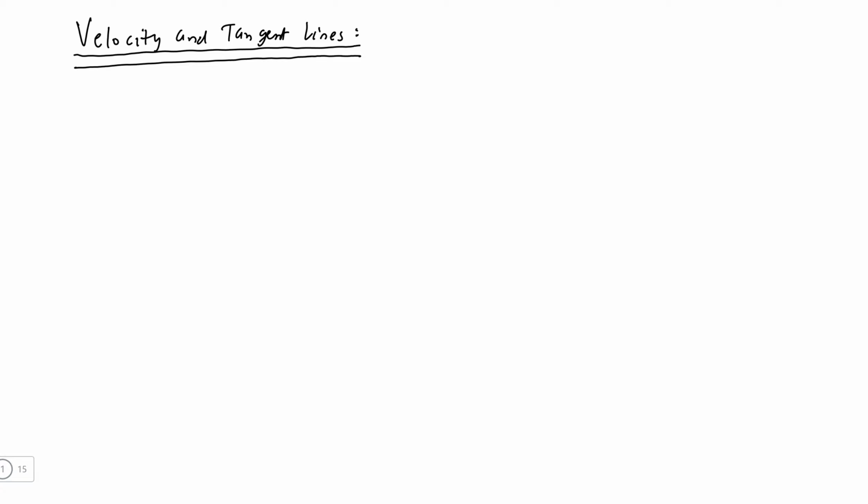So for this video, we're going to pick up where the flipped class video left off for the velocity and tangent lines. So let's just start by recalling what we saw in that video. In that video, we defined the average velocity.